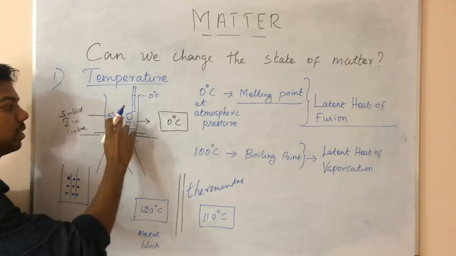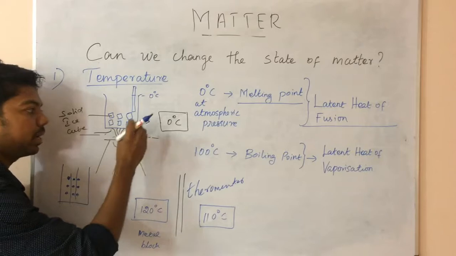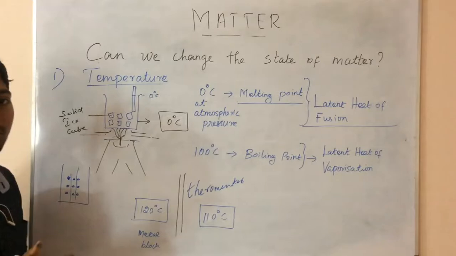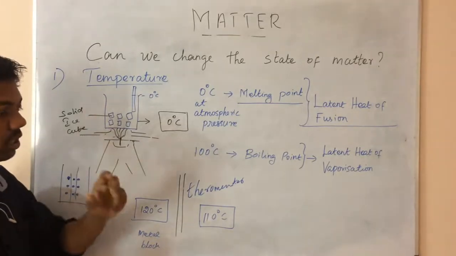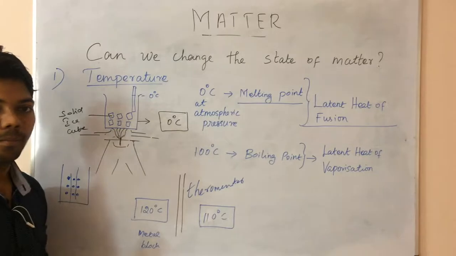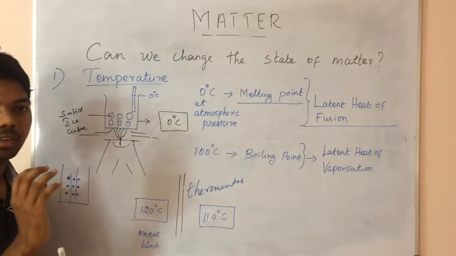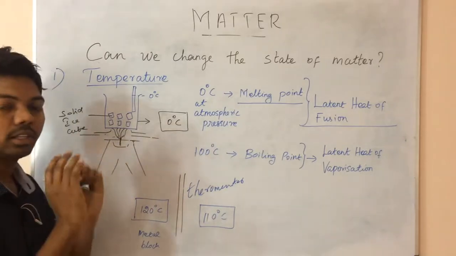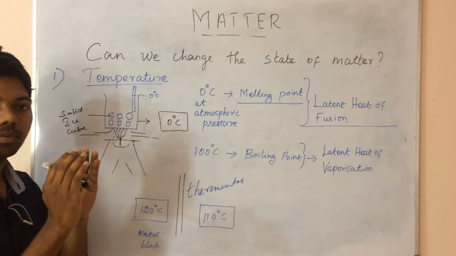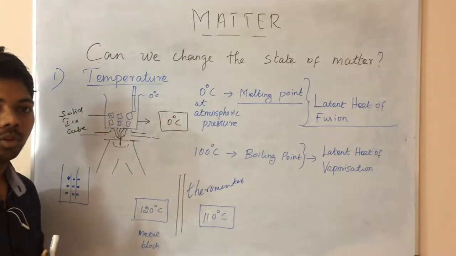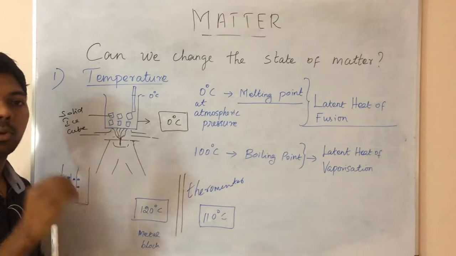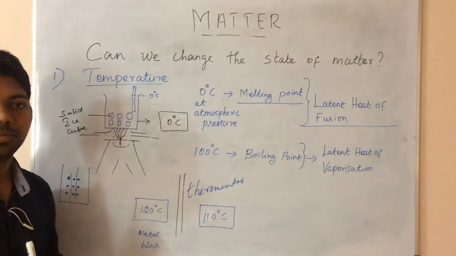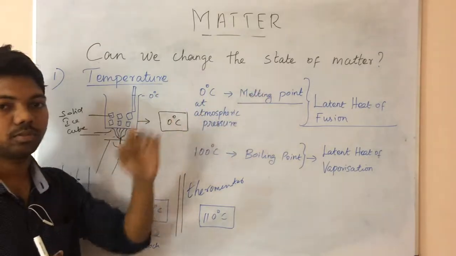That is the reason that the heat being supplied at 0 degrees Celsius is hidden in the system, so we can say this is the latent heat of fusion. The definition of the latent heat of fusion is the heat required to convert 1 kilogram of mass of solid into liquid form. That heat is the latent heat of fusion.